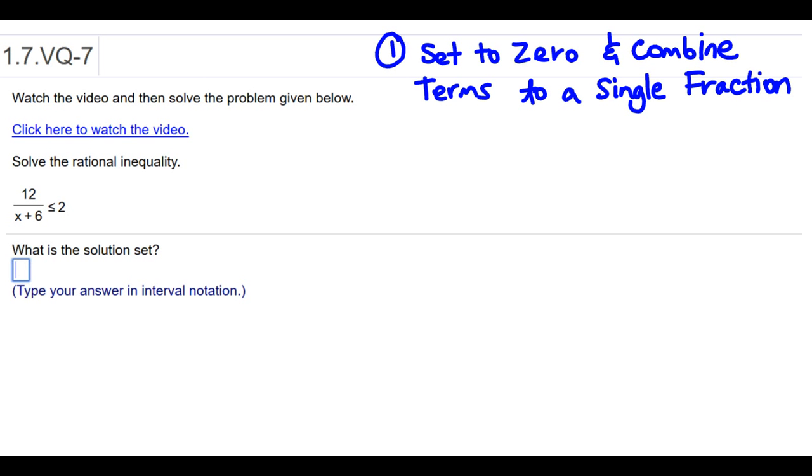I'm just going to take my inequality. I'm going to use black for this. 12 over x plus 6. And I want to subtract 2 from each side so that, like I said, I have everything on one side and the other side is just 0. So that's what we mean by set to 0. Then also we want to combine into a single fraction. So to do that, we will have a common denominator. I'm going to write my 2 as a fraction. Negative 2 over 1 is the same thing as negative 2.